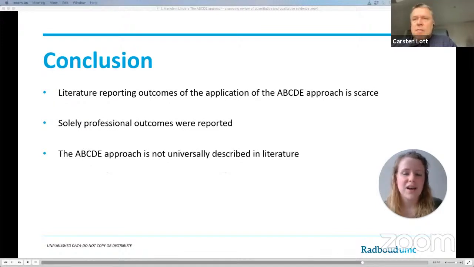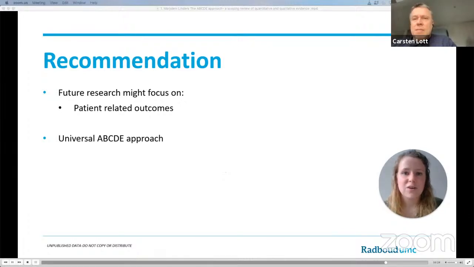In conclusion, our scoping review shows literature reporting outcomes of the application of the ABCDE approach is scarce. Only professional outcomes were reported, and the ABCDE approach is not universally described in literature. For future research, our recommendation would be to focus on patient-related outcomes, and it might be interesting to investigate the need for a true universal ABCDE approach, for example with supplements for specific emergency care situations such as trauma or neonatology.